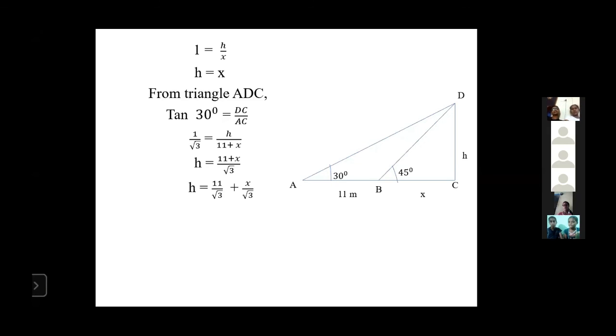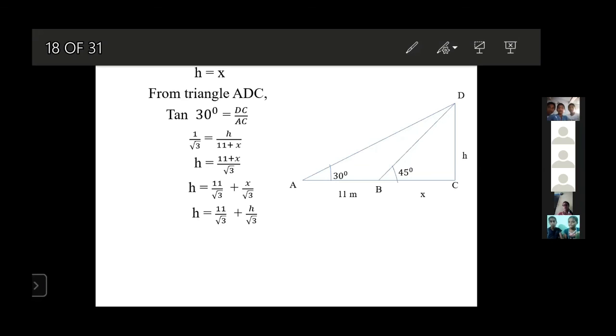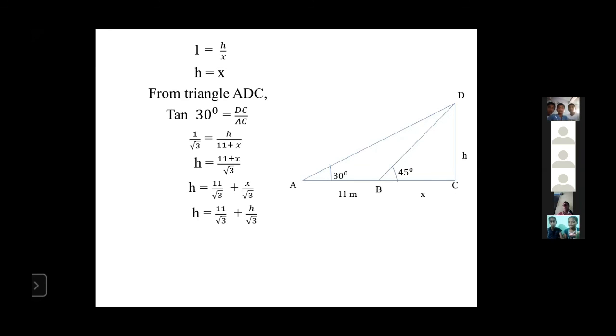In the first equation that we got, X is equal to H. Do you remember? Yes, sir. Now here in the place of X we need to substitute H. So H is equal to 11 by root 3 plus H by root 3. Now here H by root 3 is in plus. When it comes to LHS, it will get minus. So H minus H by root 3 is equal to 11 by root 3.